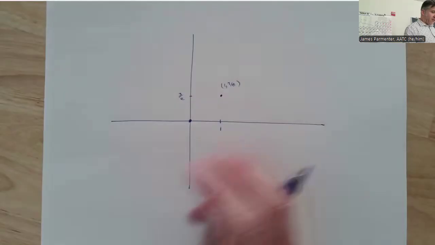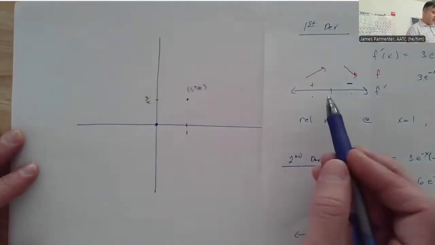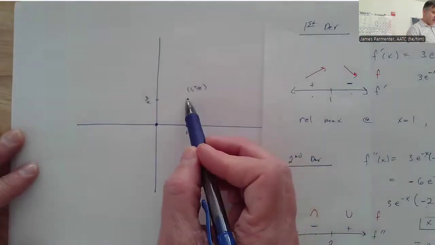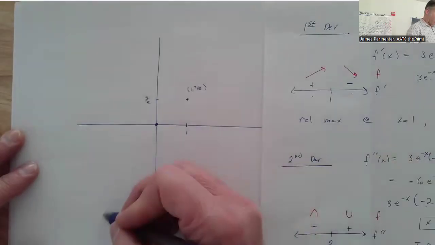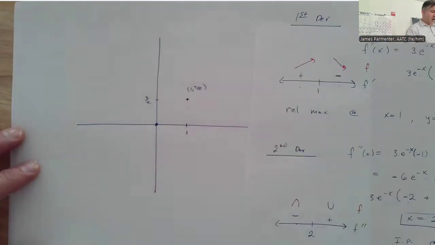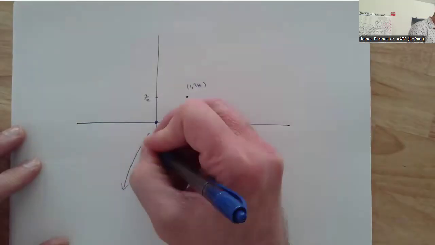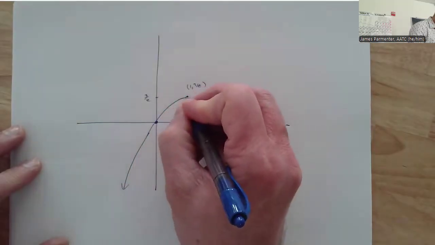And I'm going to use my first derivative sign chart to help me graph this. So I can see that it's going to be increasing left of this point, decreasing after. So I know I'm going to be going up, up, up, and then down, down, down. So I think I can do a pretty good job of graphing this. I'm going to go up like this. I'm going to max out right there.